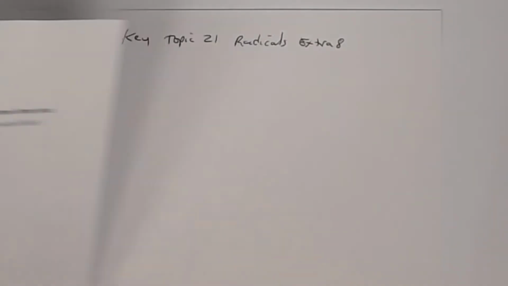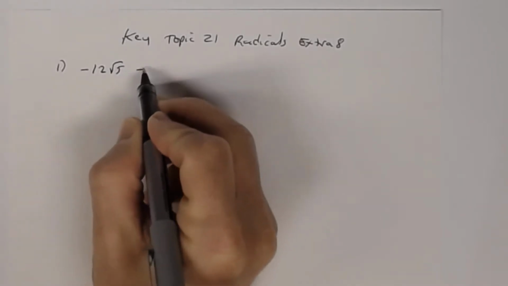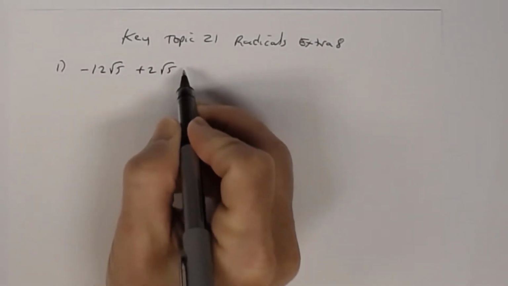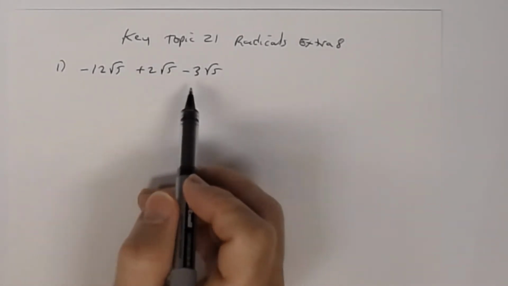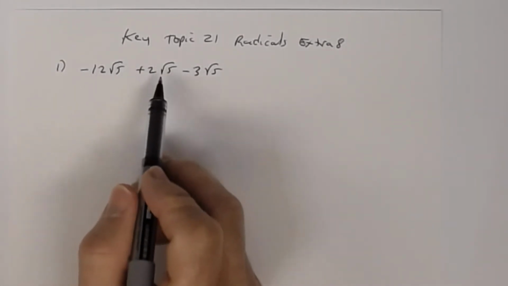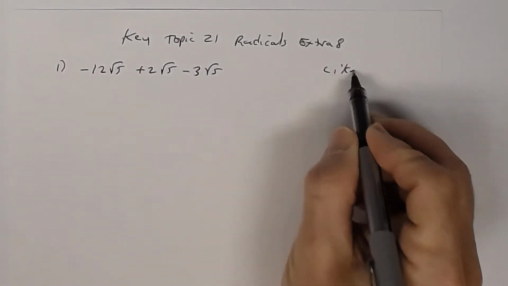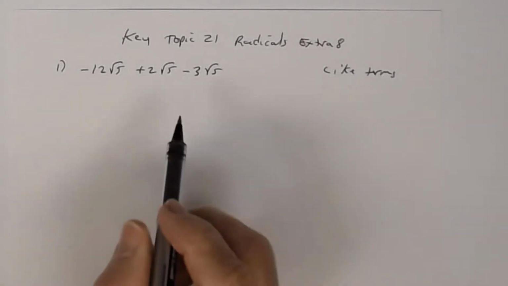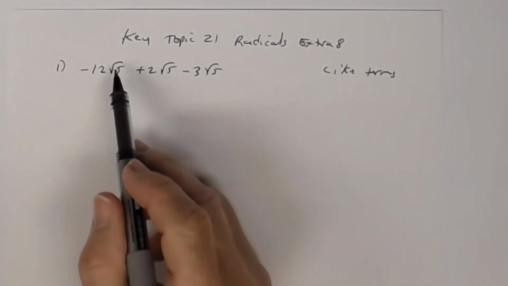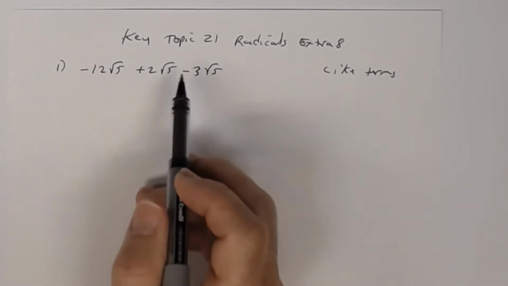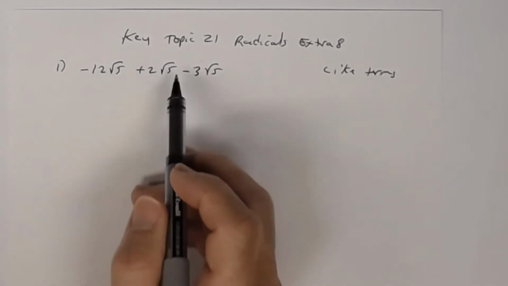So number 1, you have negative 12 square root of 5 plus 2 square root of 5 minus 3 square root of 5. So you have these three terms. And notice that all these three terms are like terms. Remember, I'm using the word like terms. And they're like terms because they have the same index: square root, square root, square root. So the index is 2. The square root has no index written, so it's understood to be 2. And they have the same radicands.